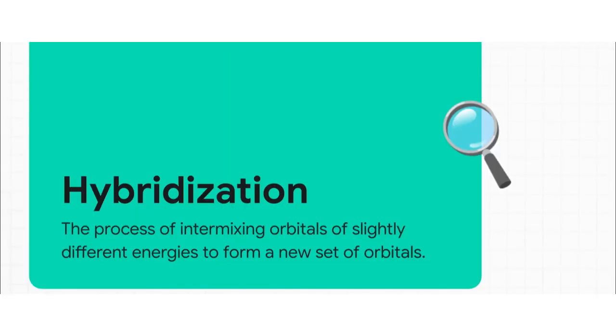So what exactly is hybridization? Well, you can think of it as a remix of atomic orbitals. In this process, orbitals from the same atom that have slightly different energies, like 1s and 3p orbitals, they mix together. And this mixing creates a brand new set of orbitals that are all identical in shape and energy. We call these hybrid orbitals. And these new hybrid orbitals are way more effective for bonding than the old pure orbitals were.